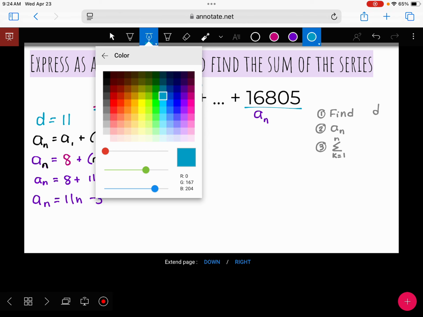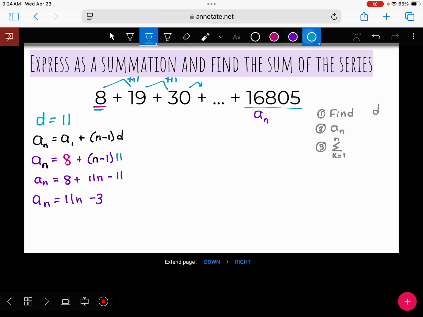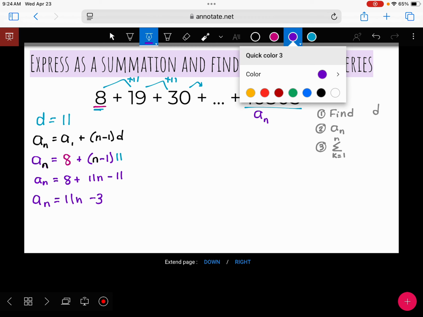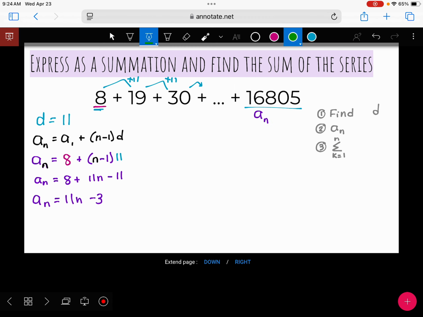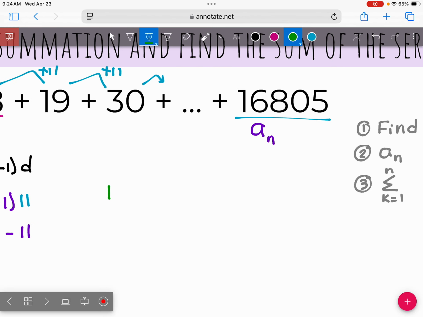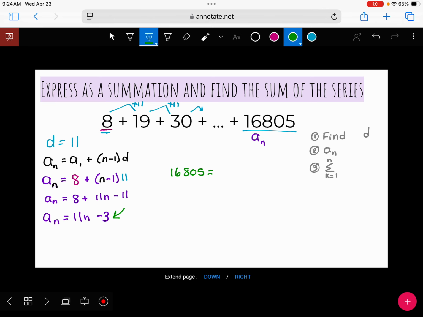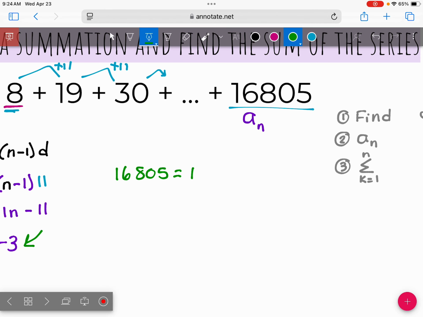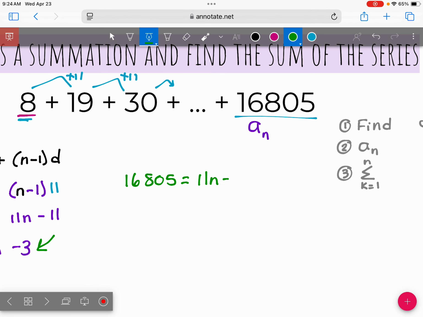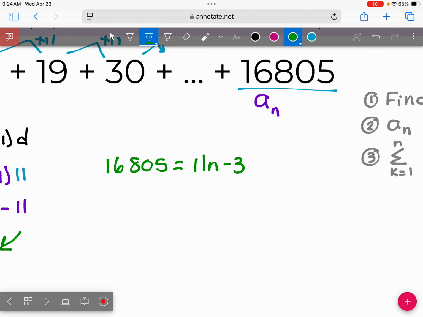So let me grab a different color real quick, just because I've used purple for a lot of things and I need a new one here. So we're gonna take our 16,805 and we're gonna do that with our equation here, 11n minus 3. We're gonna add 3 to both sides.